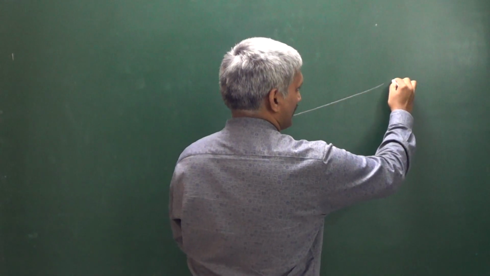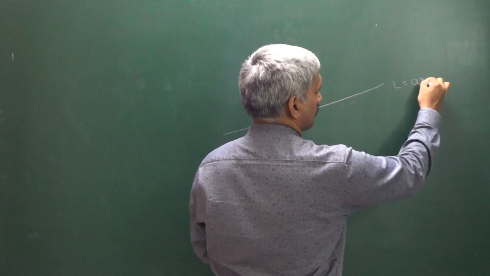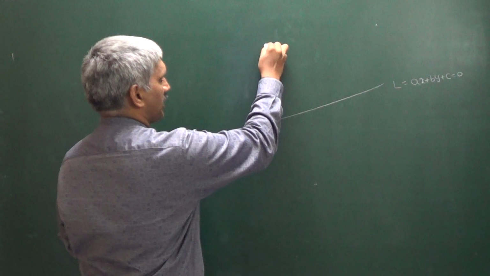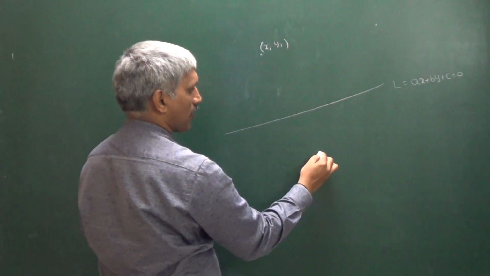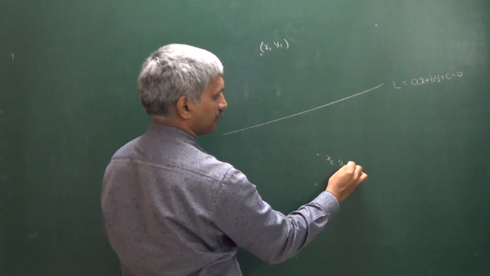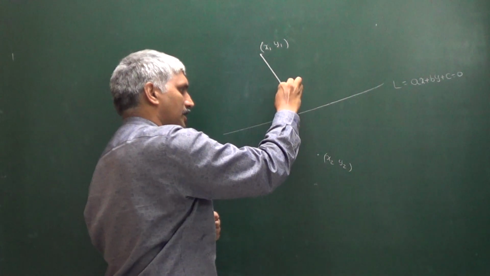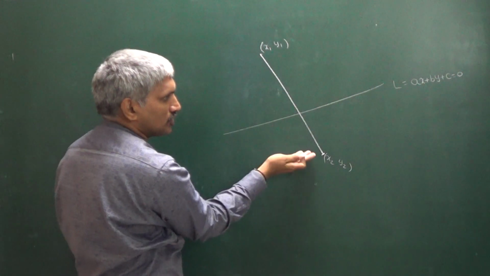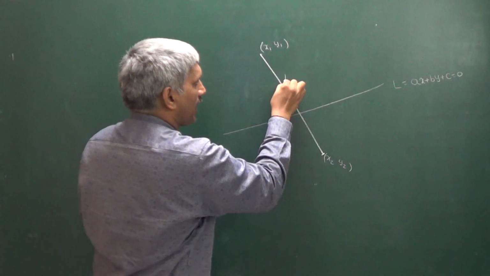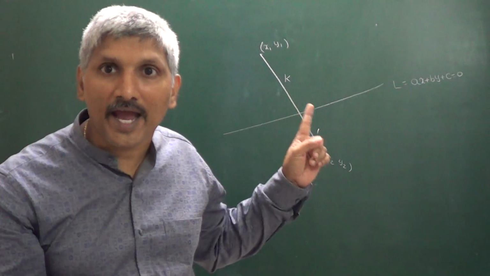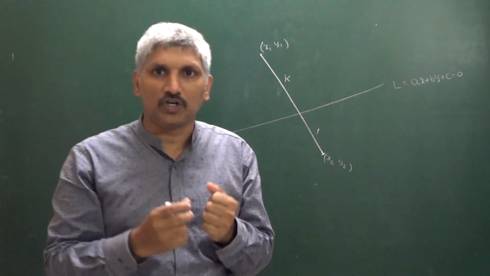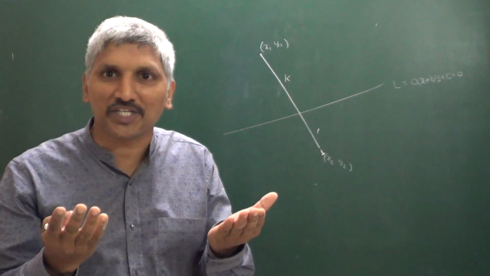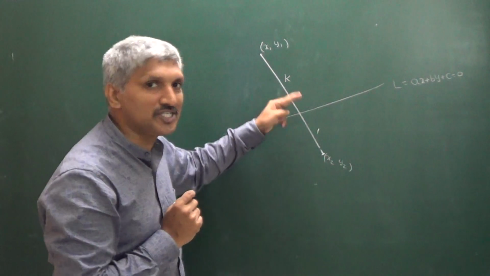This is a line. The line equation is L = 0, which is nothing but ax + by + c = 0. Here there is a point (x1, y1), and there is another point (x2, y2). These are the two points. Now join these two points. We have to find in what ratio the line divides these two points. We don't know the ratio, that's why I am assuming the ratio as k:1.